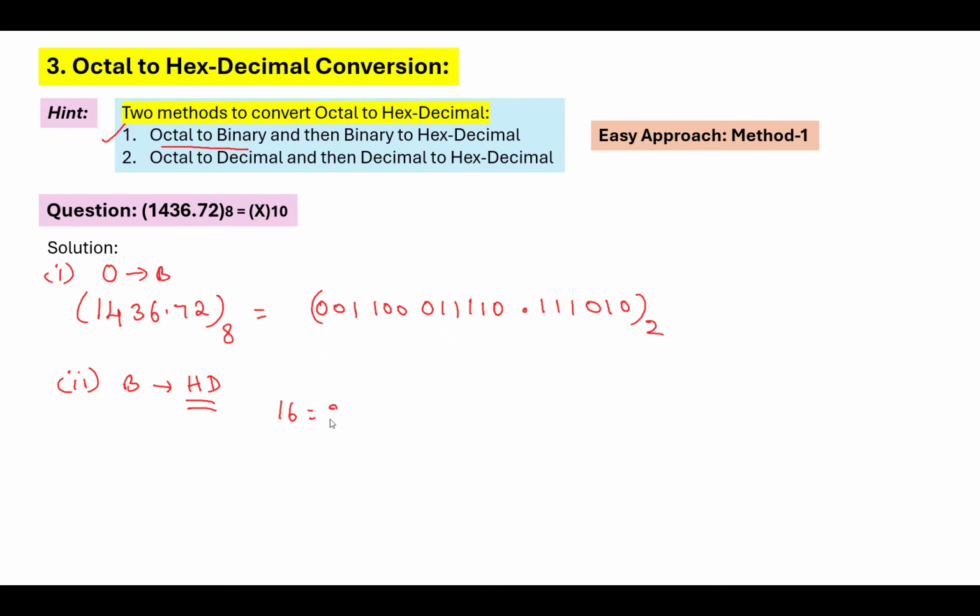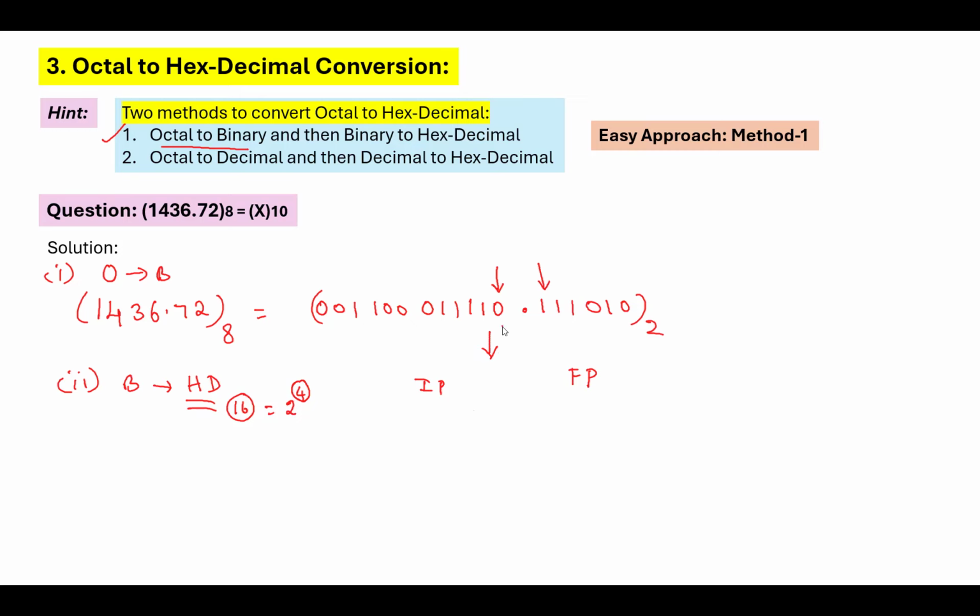16 is equal to 2 power 4. Using 4 bits, we can write the equivalent hexadecimal value. This is the integer part and this is the fractional part. For the integer part, the grouping always starts from the LSB position. For the fractional part, the grouping starts from the MSB.